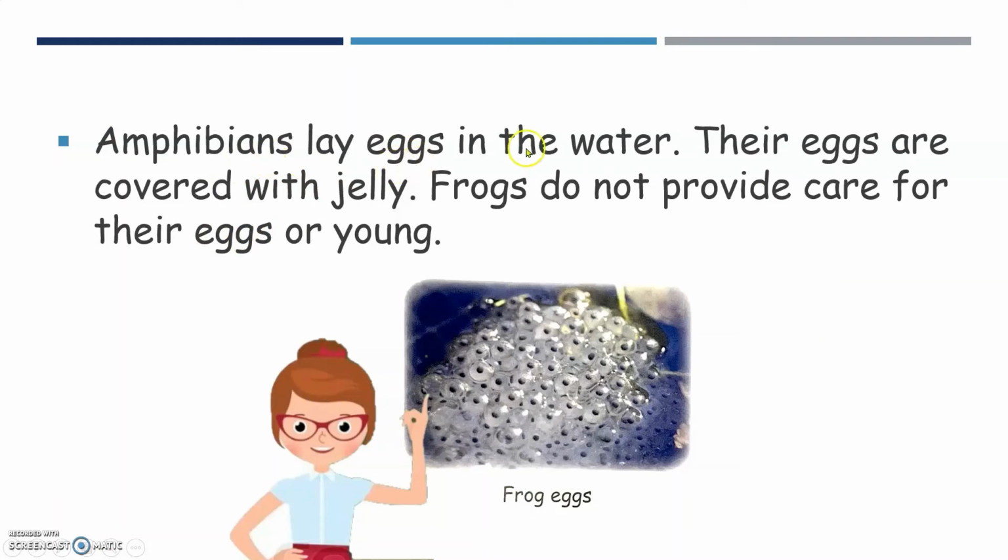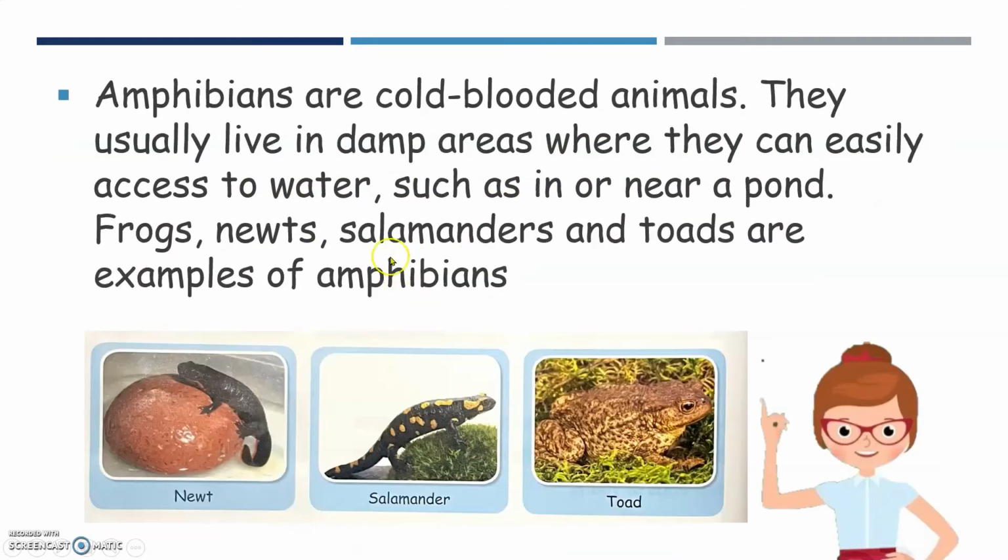Amphibians lay eggs in the water. Their eggs are covered with jelly. Frogs do not provide care for their eggs or young. Amphibians are cold-blooded animals. They usually live in damp areas where they can easily access water, such as in or near a pond. Frogs, newts, salamanders, and toads are examples of amphibians.